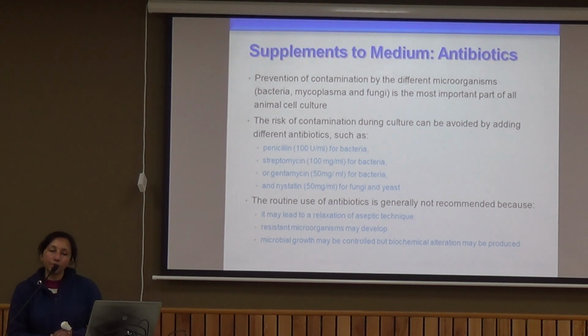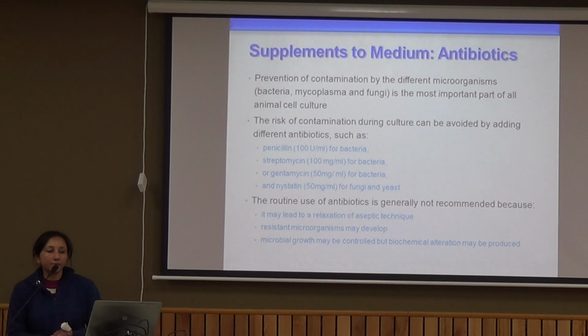What are the supplements to the medium? The first supplement that we add to the medium is antibiotic. Why do we need to add antibiotics? To prevent the growth of unwanted cells. We just want the mammalian cells to grow in our medium. We do not want bacterial, viral, fungal cells to grow in the medium. So we need to add antibiotics.